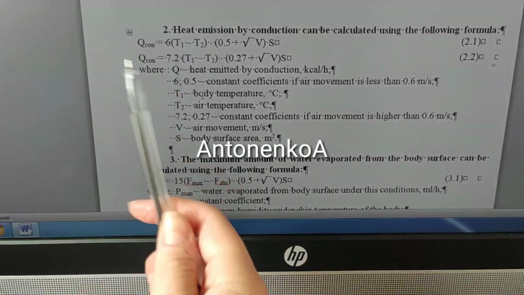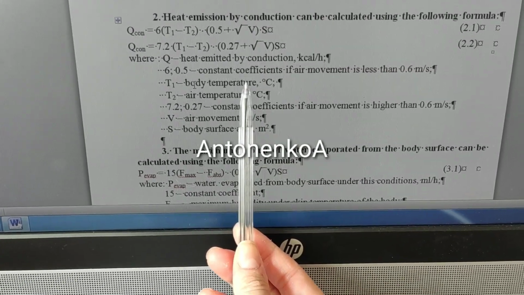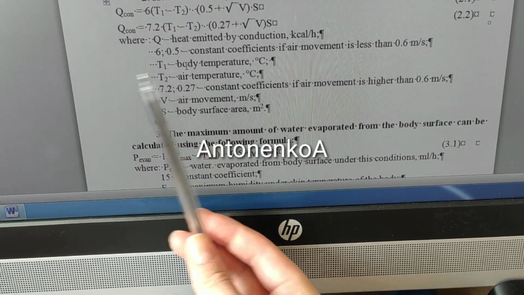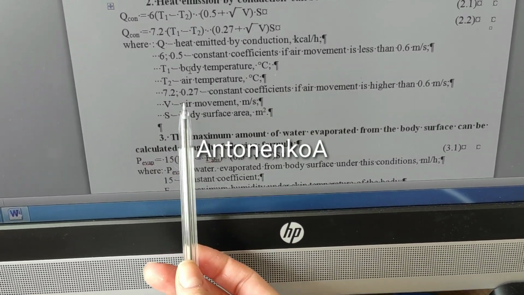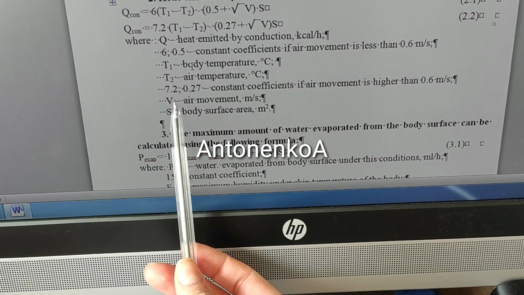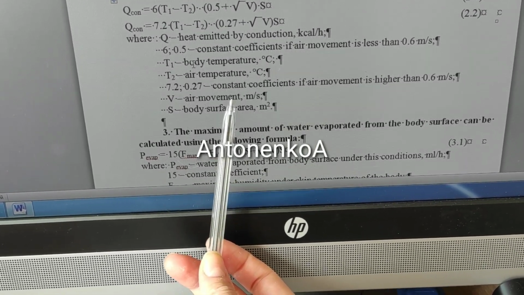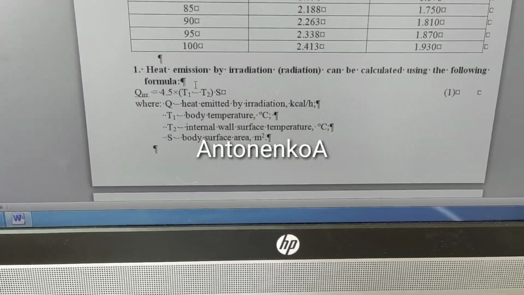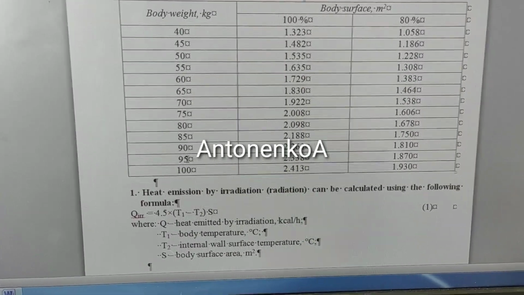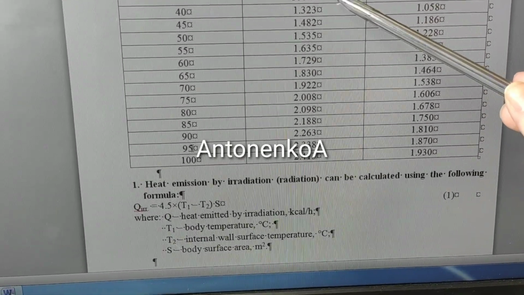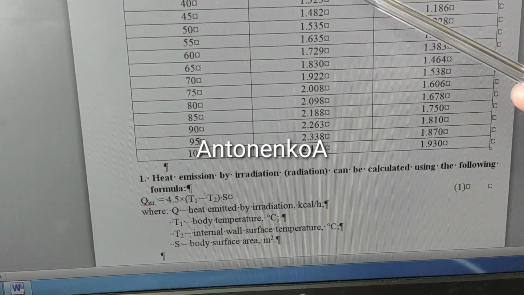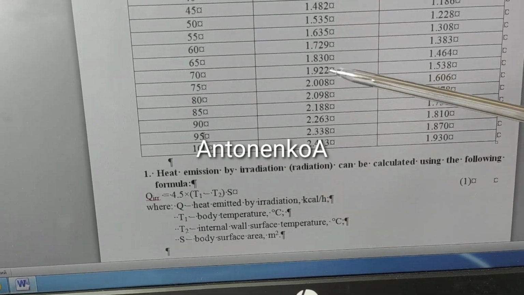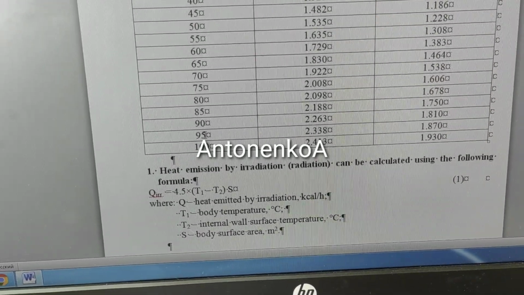What do we need for our task? We need body temperature 35 according to the home task, T2 air temperature 12, then we have two coefficients, then air movement speed, in our task it's 0.8, and body surface area. We use the same table, but in this case we need 100% because in conduction we have all 100% of the body. 70 kilograms of our body weight of our person, and here's the body surface area.